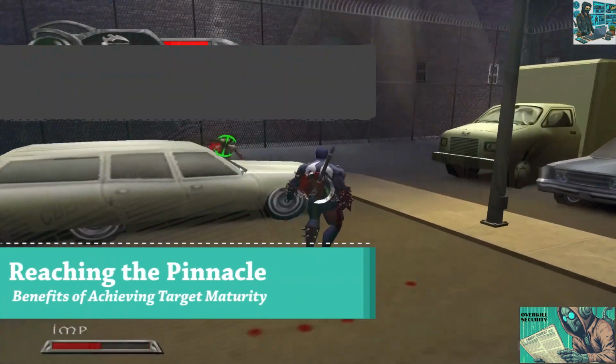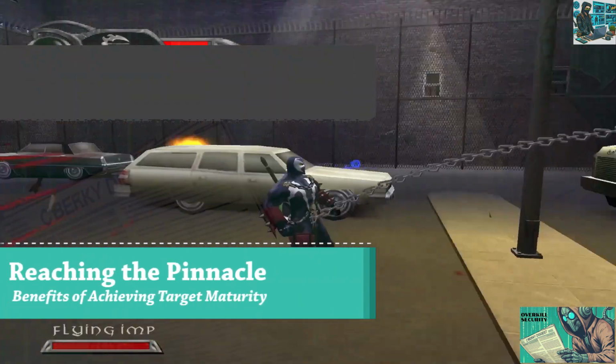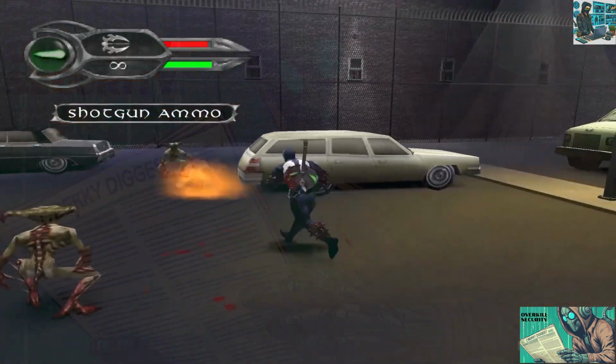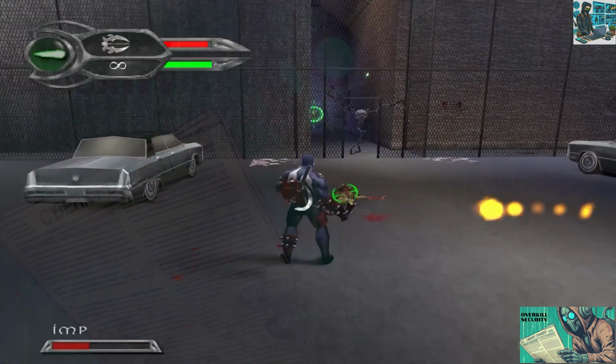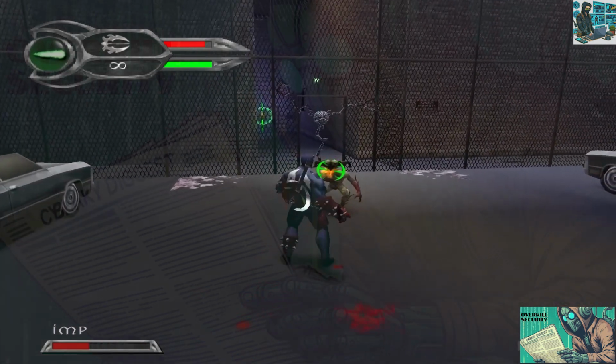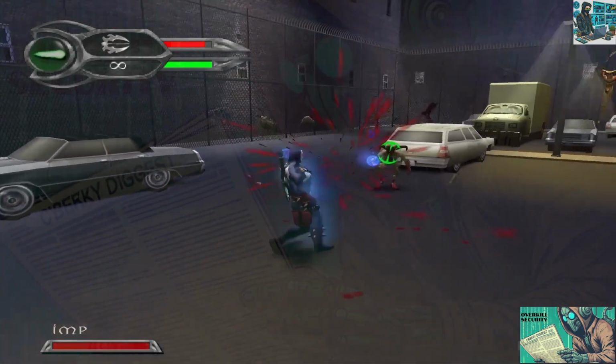Benefits of achieving the target maturity level. Reaching the target maturity level in the Essential 8 maturity model not only fortifies an organization's defenses against cyber threats but also enhances its operational efficiency, compliance, and strategic positioning in the market.